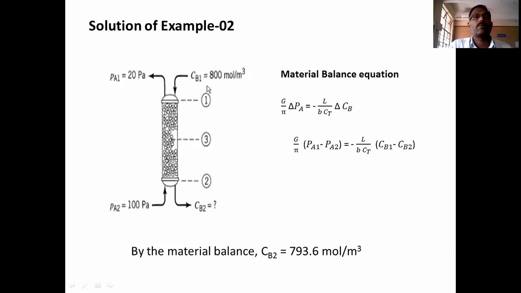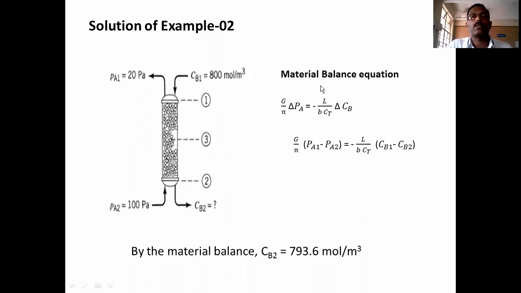Now the input is CB1. It is given as 800 mole per meter cube. Here we are not using CA, we are using CB, because A and B are liquid reactants that react with each other. So, similar to PA2 and PA1, CB1 is 800 mole per meter cube. The output is CB2, which we need to find.